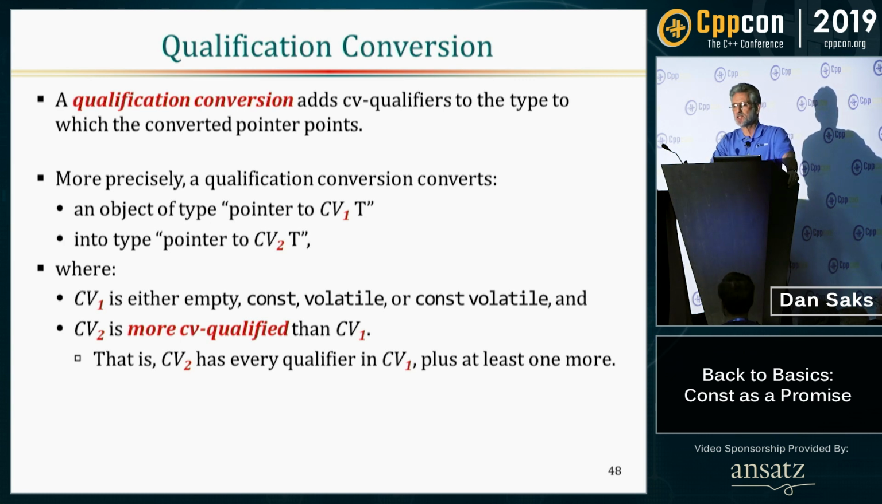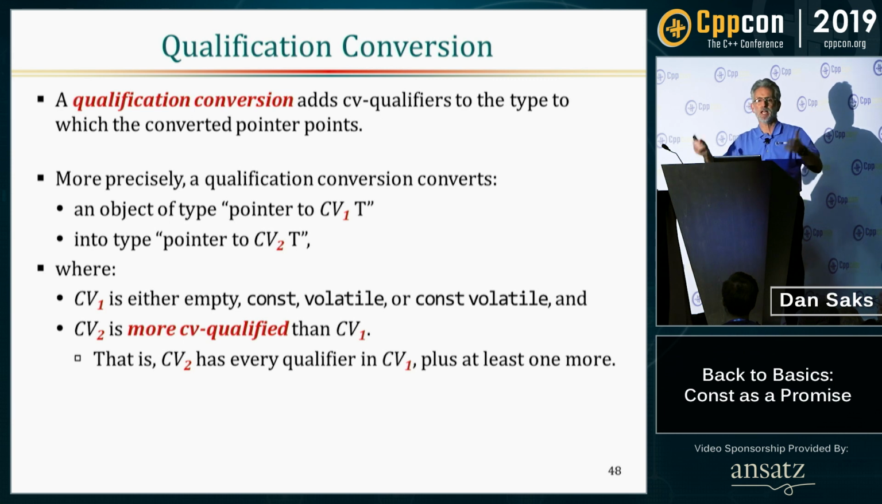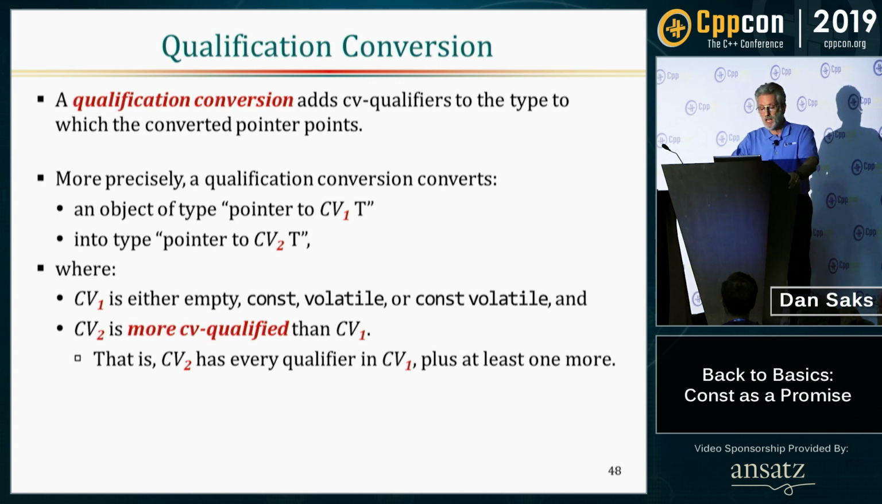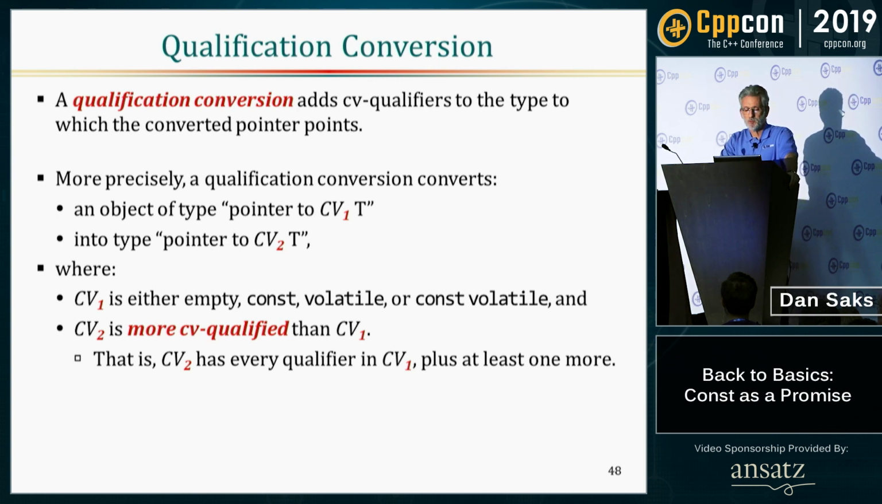And so a more precise statement of what a qualification conversion involves is you've got a pointer to CV1 T. CV1 represents some combination of const and/or volatile. And CV2 also represents some combination of const or volatile, or both, or nothing. And we have this concept of a pointer being more CV qualified than another pointer. More CV qualified means that it has everything that was in the first one, plus it might have some more. So you can always add another qualifier, you just can't take one away.